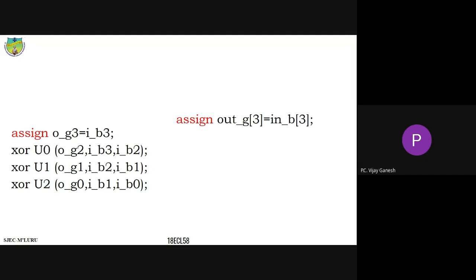Assign: instead of o_g3, what we did is out_g within the square bracket 3. That means that is a particular location we are going to access. Similarly, for the input side, we have given in_b of 3. Now we follow the same trend for the instance U0. Then what is the equivalent value we can write for o_g2? What is the equivalent statement we will get here?